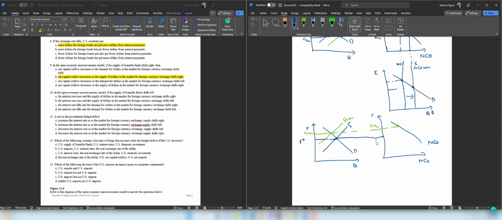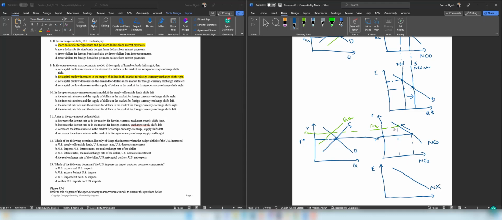Here is the R star. And now this is the old NCO. So the new NCO is lower compared to the old one. Now we move to the exchange rate market. We have the exchange rate, we have the demand. Demand comes from net exports.